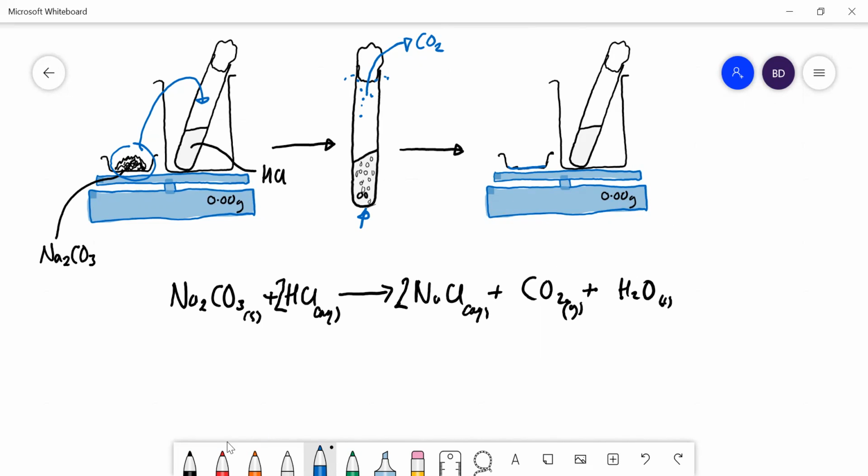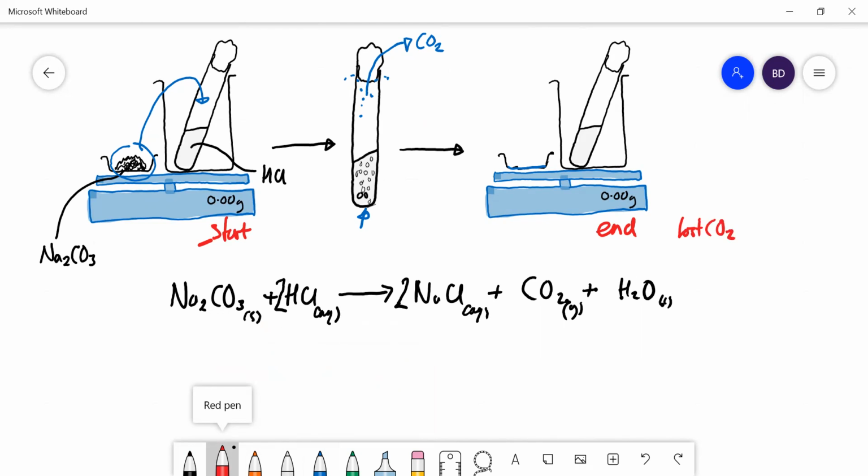Okay, at the start of the experiment, it's going to be slightly heavier than at the end, because everything's the same there, except the only thing is you've lost carbon dioxide there.